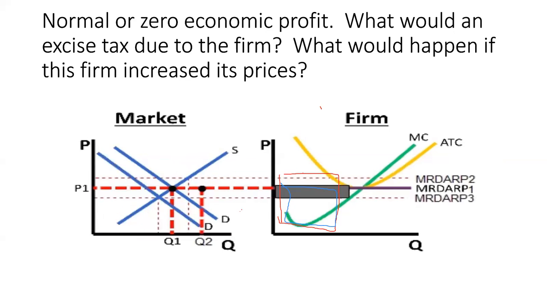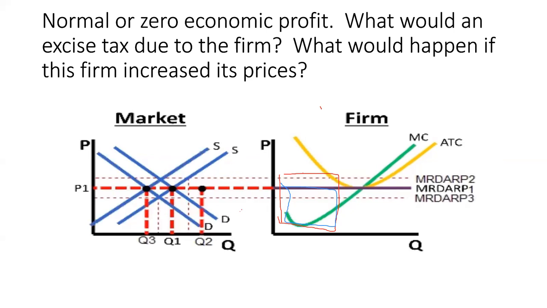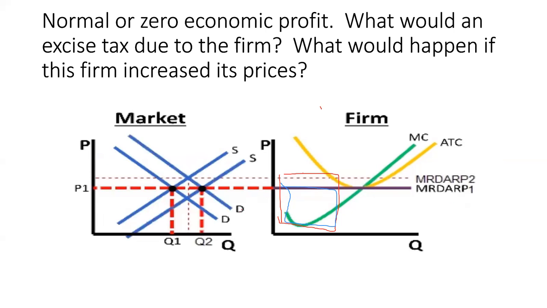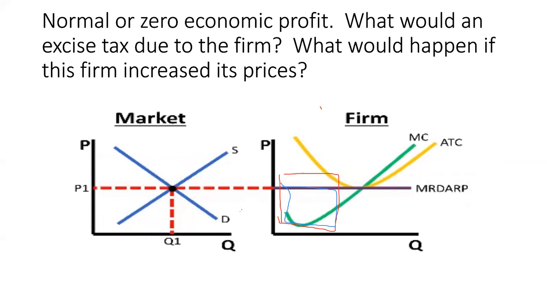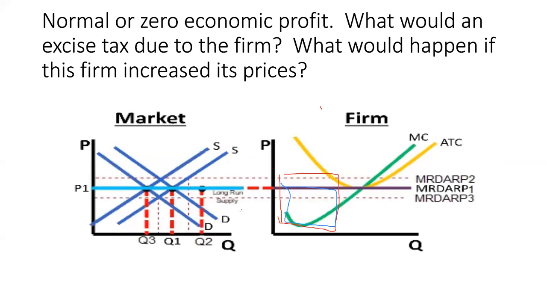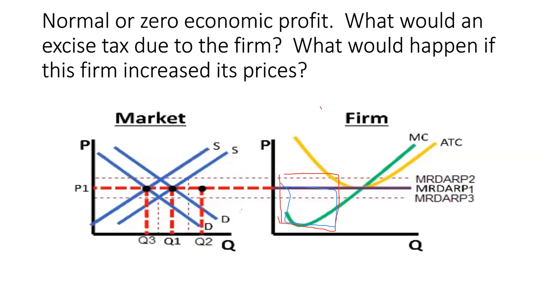If there's an excise tax, could someone tell me what would happen? MC would shift left. Okay. I'm shifting MC left like that, right? And then I have a new quantity, right? Yeah. And then what did you say? And then ATC out, so the last point is at the MC. Sound like that? Yes. Okay.